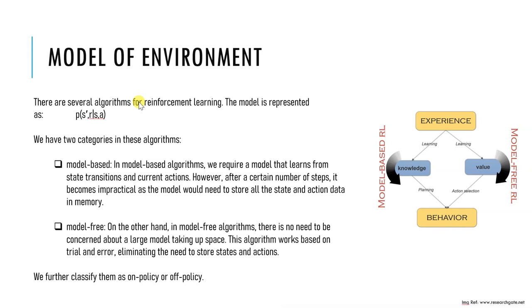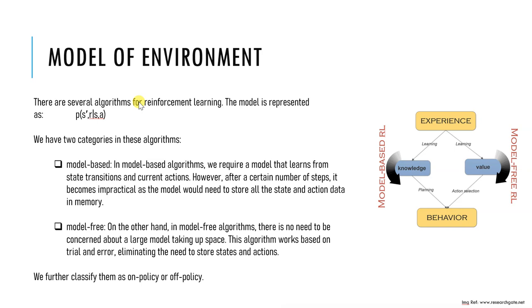Now further, the model of environment has been divided into two parts. One is model free, another one is model based. Let's understand them one by one. Firstly, model based reinforcement learning. In this, the agent has a complete understanding of the environment it is interacting with. This means that the agent has a model of the environment that describes the transition dynamics, rewards and other aspects of the environment. The agent uses this model to plan and make decisions about what action to take in order to maximize the expected reward. Let's understand this with an example.